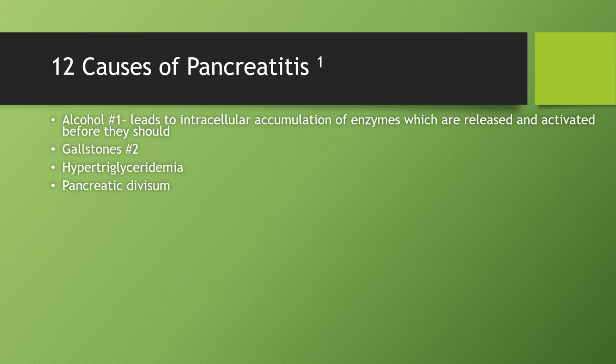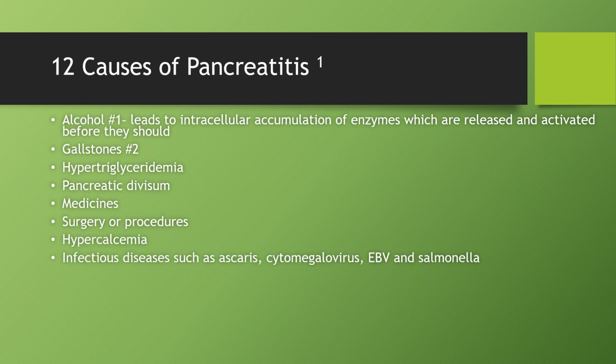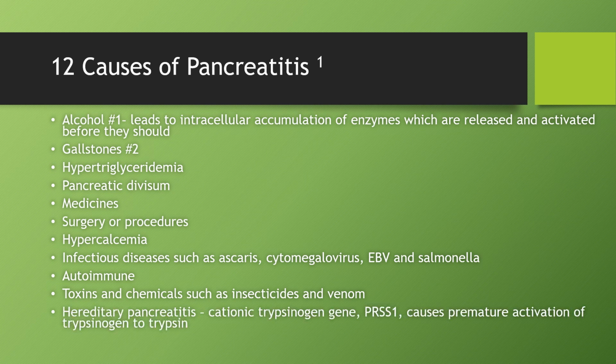Other causes are pancreatic divisum, which we'll talk about. There are certain medications that can cause it. Having some surgeries or procedures, especially ERCP, can lead to acute pancreatitis. Hypercalcemia. Infectious diseases can cause it, such as Ascaris, cytomegalovirus, EBV, and Salmonella. Autoimmune causes of pancreatitis, which we'll talk about. Toxins and chemicals, such as insecticides and venom, can cause it. Scorpion stings, you may remember from medical school. There's a hereditary pancreatitis, which is usually seen in younger patients. And of course, tumors can cause it.